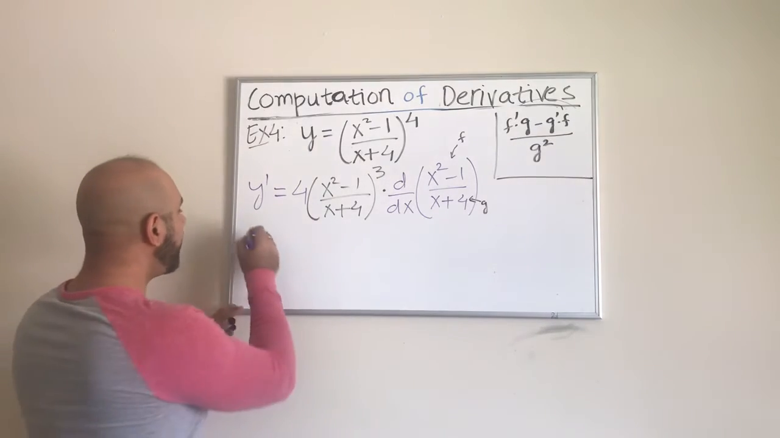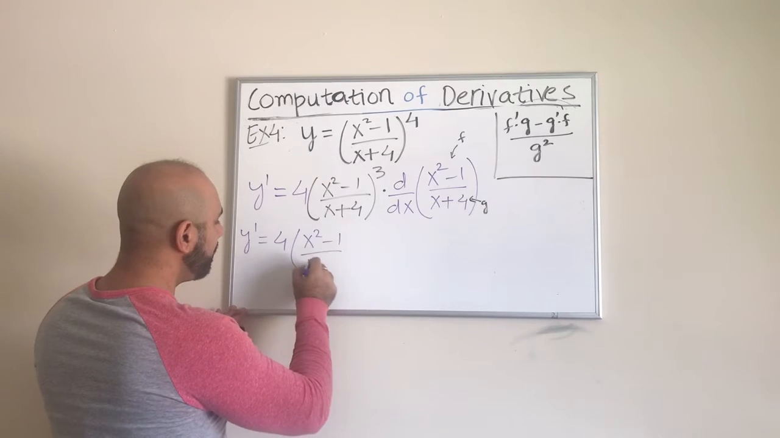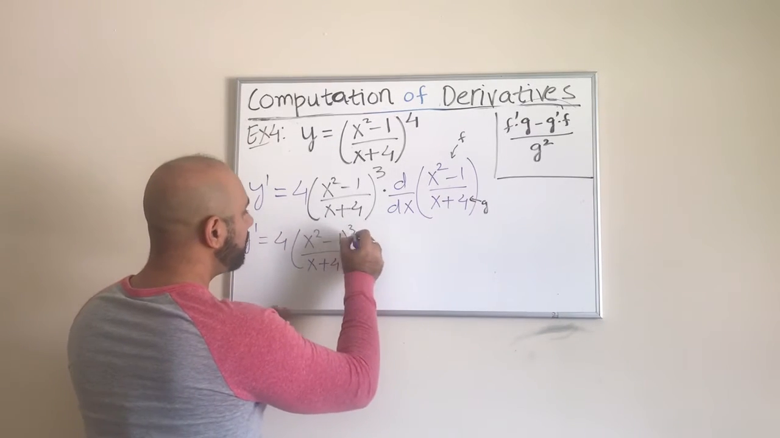So let us go ahead and apply that. So y prime equals 4 times, and this I just have to rewrite without doing anything about it, cubed, and then let us apply.